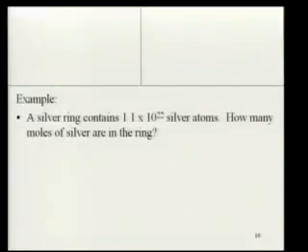A silver ring contains 1.1 times 10 to the 22nd silver atoms. Don't worry about how I came up with that. Just say that you know that. A silver ring contains that many silver atoms. I want to know how many moles of silver are in the ring. You only need to know one thing. You need to know the definition of a mole. Right? 1 mole equals 6.02 times 10 to the 23rd.